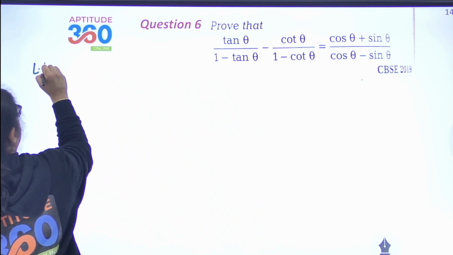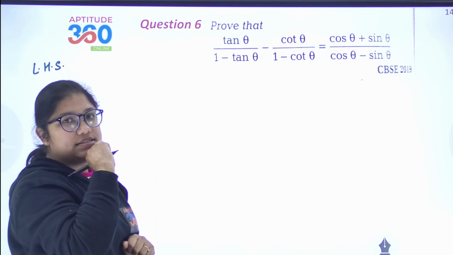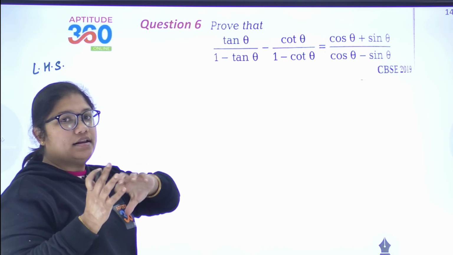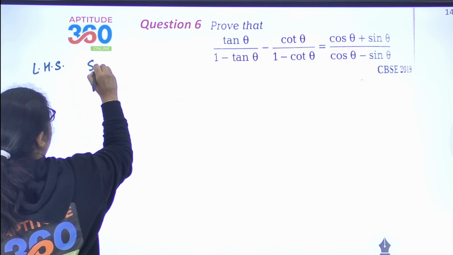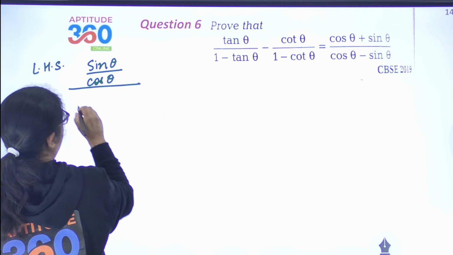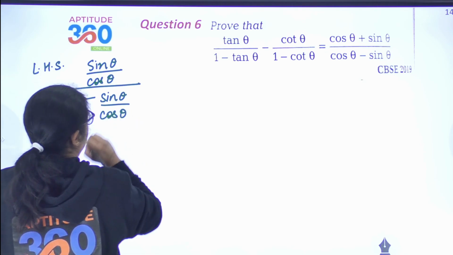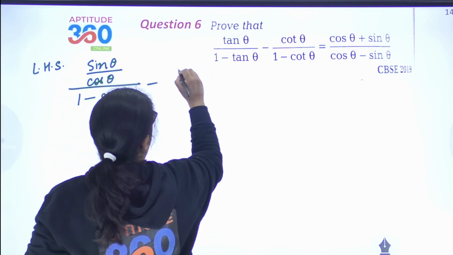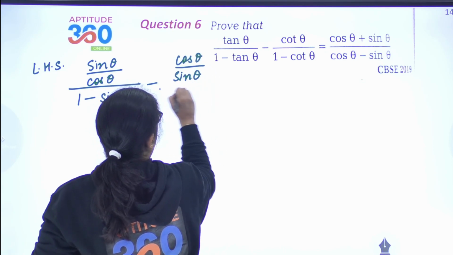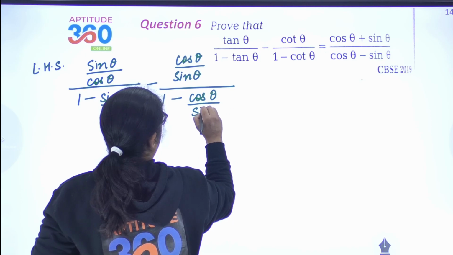So my left hand side has what? Tan and cot, and I have to convert them into sin and cos. So I know the quotient relations of tan and cot. I will directly use them. Tan theta means sin theta upon cos theta, 1 minus sin theta upon cos theta, minus cot is cos theta upon sin theta divided by 1 minus cos theta upon sin theta.